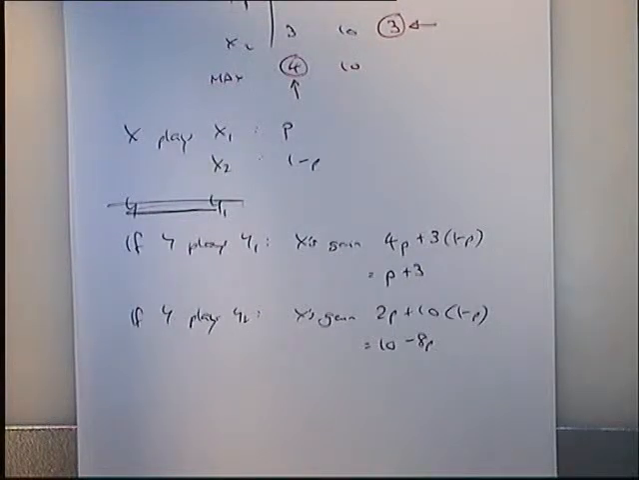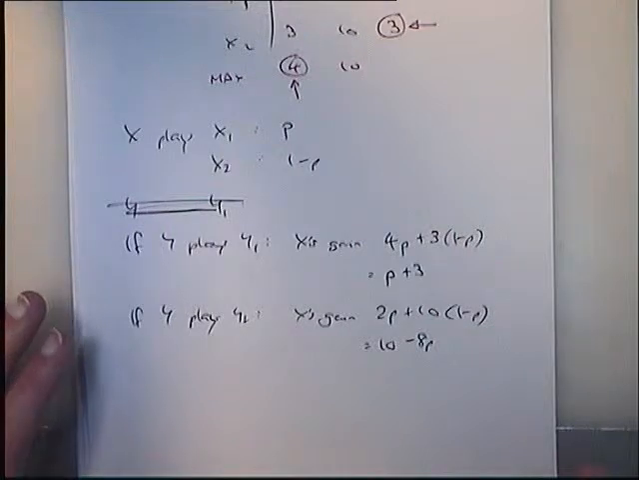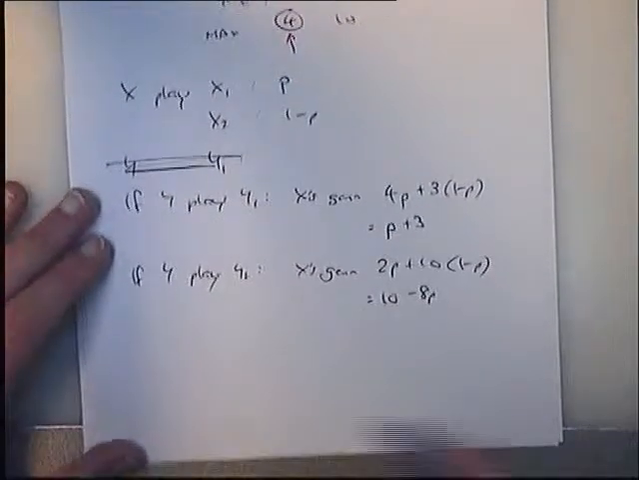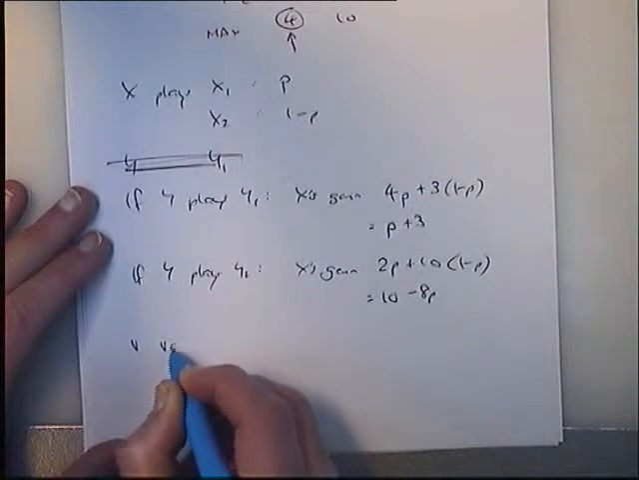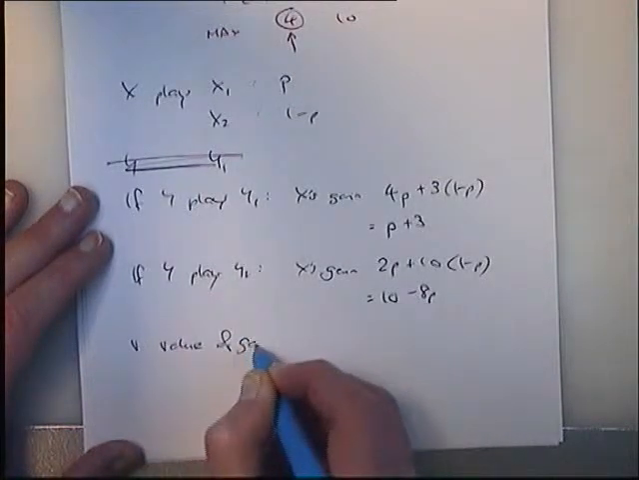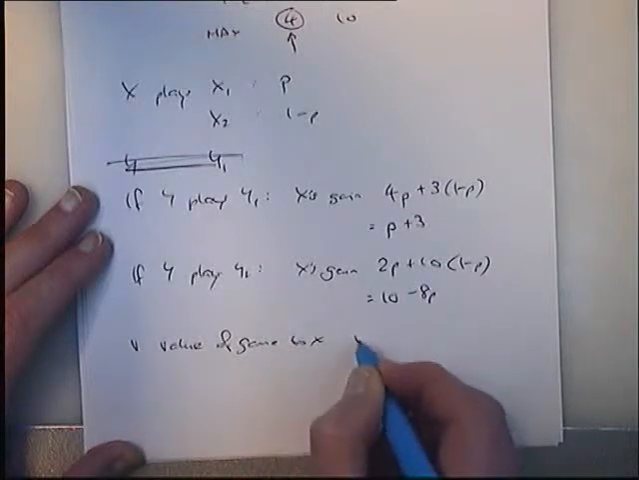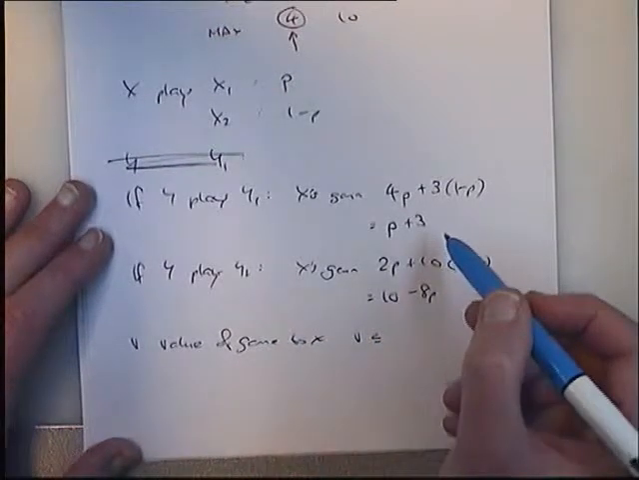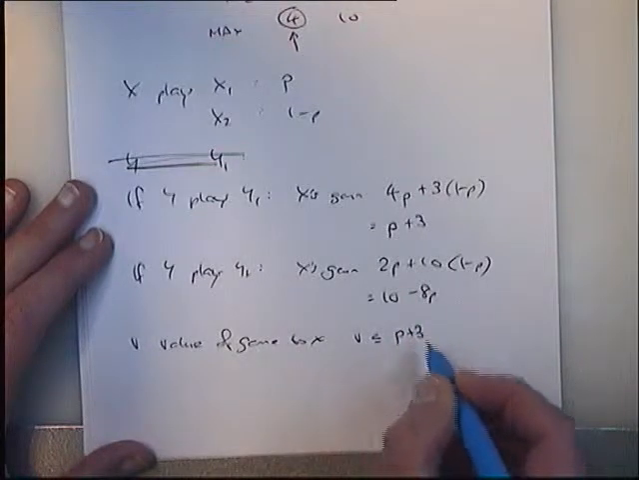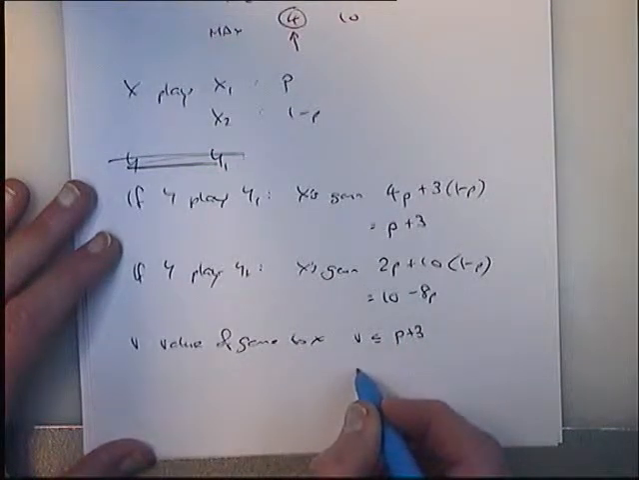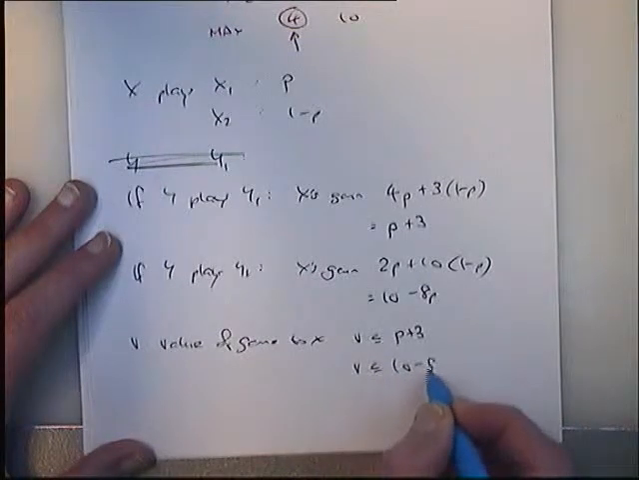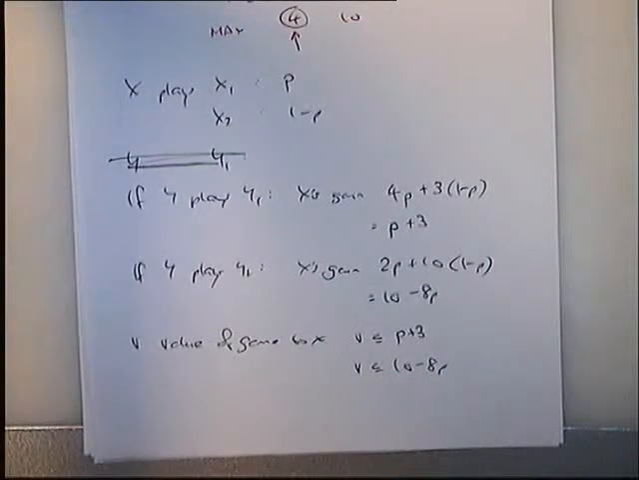And these are like the worst things that can happen to player X. So if we let V be the value of the game to X, we know that V can't exceed these things, because these are the worst case scenarios. So V will be less than or equal to both of those values. And what we want to try and do now is find what P value will make that maximal for player X.